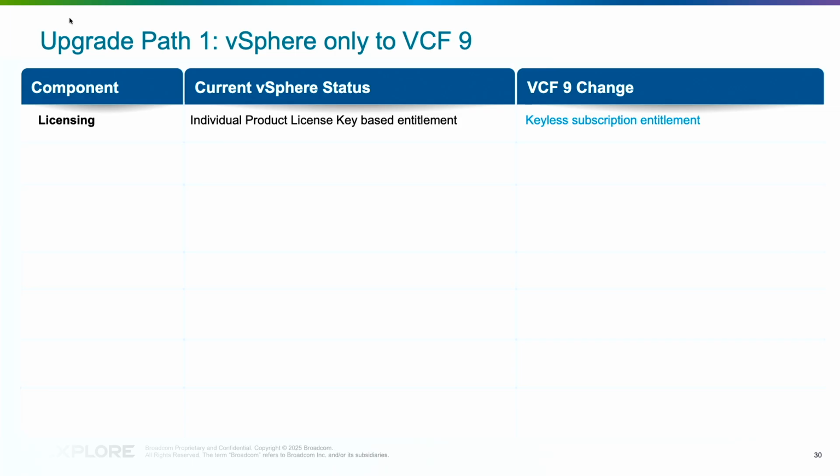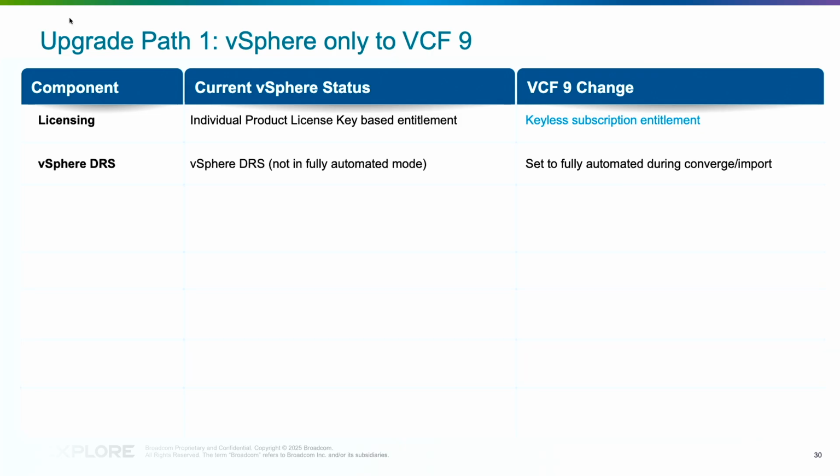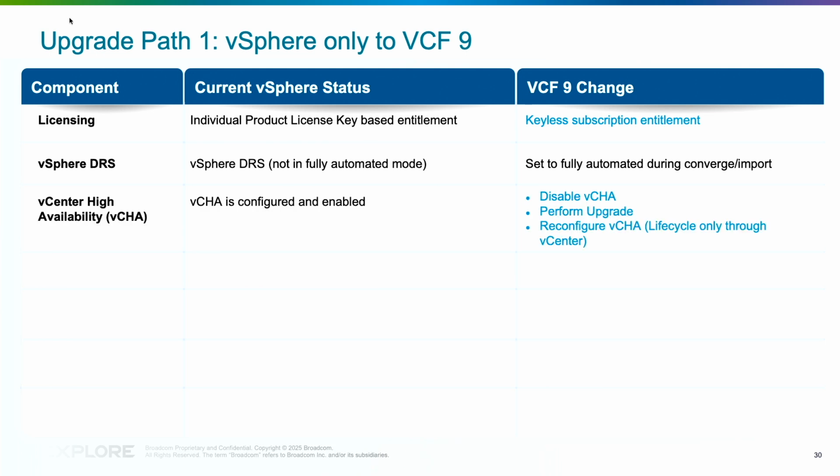So the very first thing is licensing. As soon as you move to VCF 9, key-based licensing is not something that is required anymore. You move to keyless licensing. The second thing is if you have DRS configured, whether it's in manual or automated mode, it automatically gets set to fully automated during your move to VCF 9. You can switch it back if you want to.